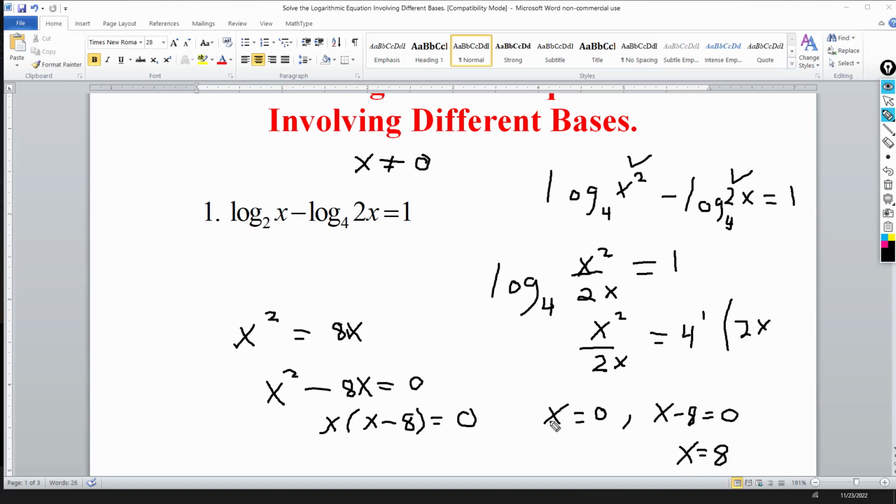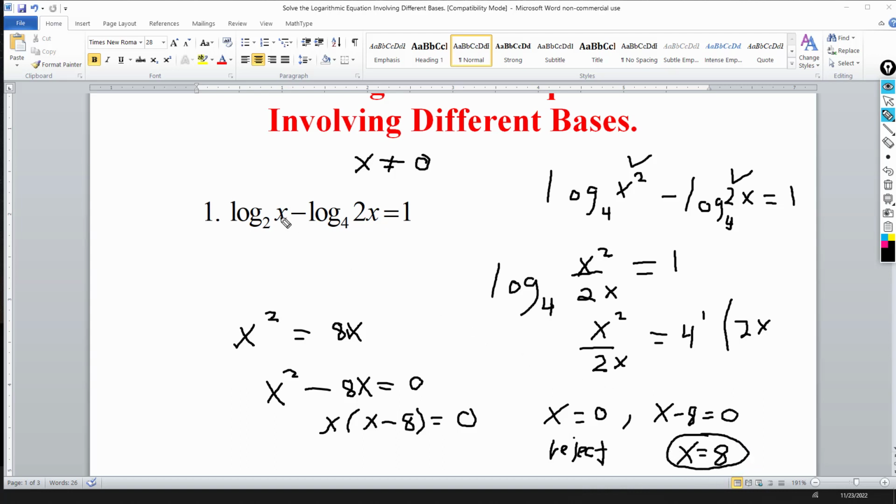Remember, I just said a while ago that x cannot be 0. If you want to check this, you put a 0 where the x is, and you get the log of 0 to base 2 minus the log of 0 to base 4. Again, it doesn't matter, because the log of 0, no matter what the base is, is undefined. So this one we have to reject. And this one should be the solution, but we have to check it.